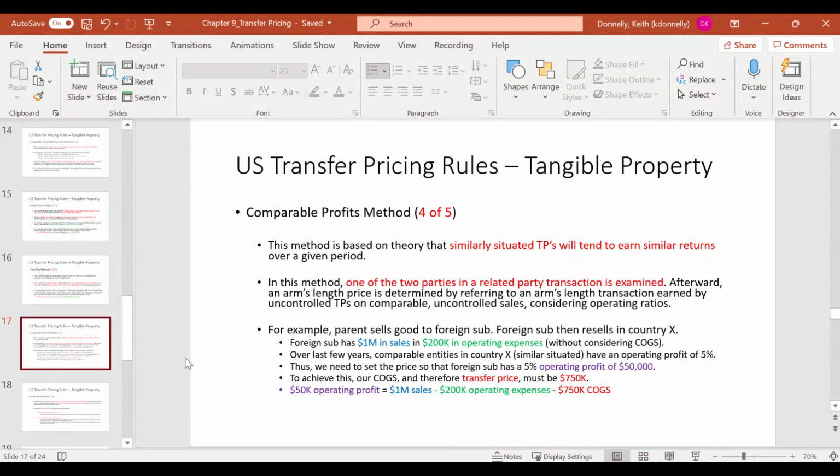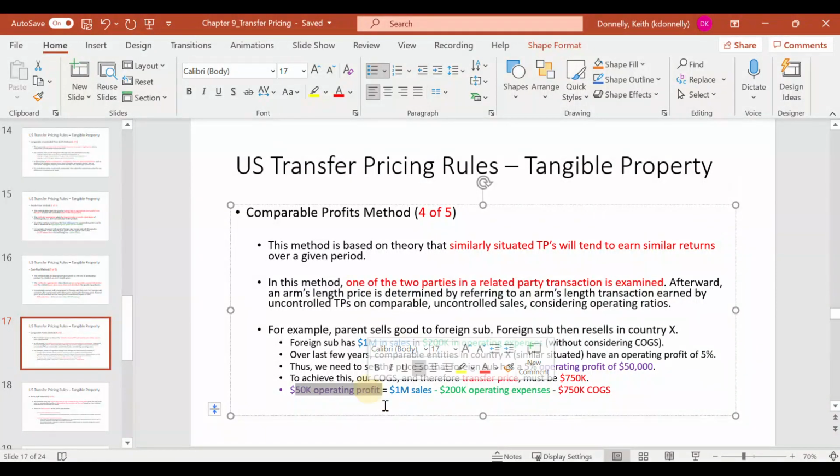Thus, we have to set the price in such a way that our foreign sub also gets that 5% operating profit. That is to say, in this case, an operating profit of $50,000, 5% of the million. To achieve this, our cost of goods sold, and therefore our transfer price, has to be $750K. In other words, we have to get them to the operating profit we want. To do that, we figure out our cost of goods sold, which sets the transfer price.